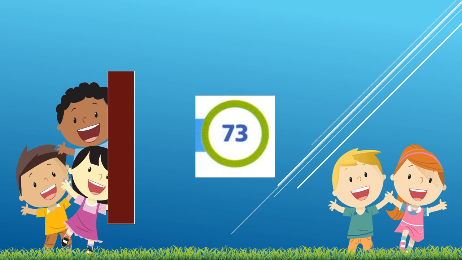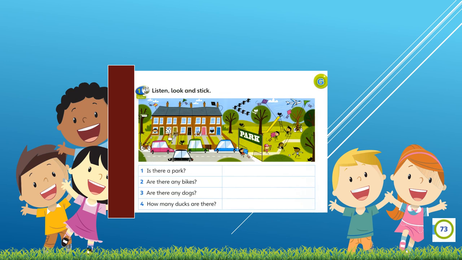A park could have many things there, including trees and walkways, and some people run in the park, and many different activities happen in the park. So now you will also look at the back of your book for stickers that you will place on the picture for every question. Student's Book, page 73. 1. Listen, look, and stick.